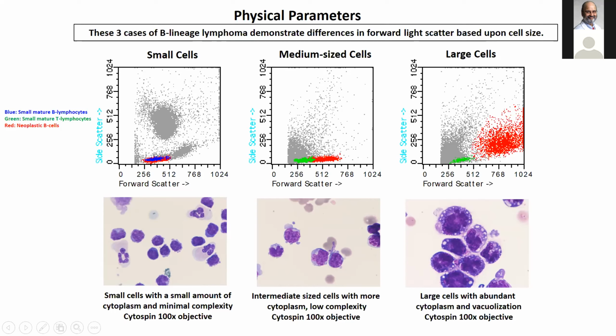These are granulocytes. Now, our small lymphocytes sitting here don't have any granules or vacuoles in them at all. So you can see that they sit down here near the origin for the side scatter axis. Okay, so that makes sense.